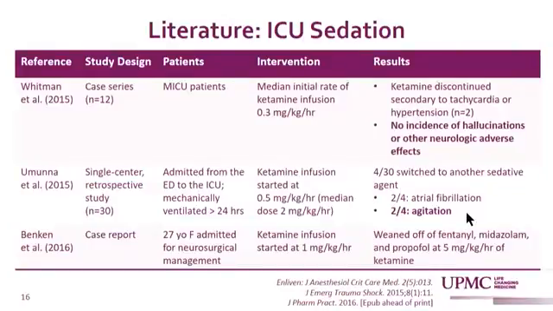Another trial was a single-center retrospective study, including 30 patients who were admitted to the ICU from the ED, and they were mechanically ventilated for more than 24 hours. The intervention at the time was ketamine infusion started at 0.5 milligram per kilo per hour, and the median dose was 2 milligrams per kilo per hour. 4 out of 30 patients actually switched to other agents, and of those 4 patients who had an adverse effect, half was due to atrial fibrillation, and the other half was because of agitation.